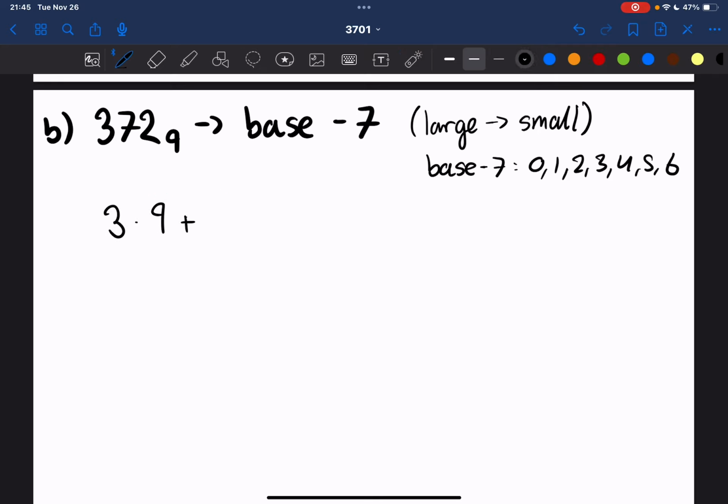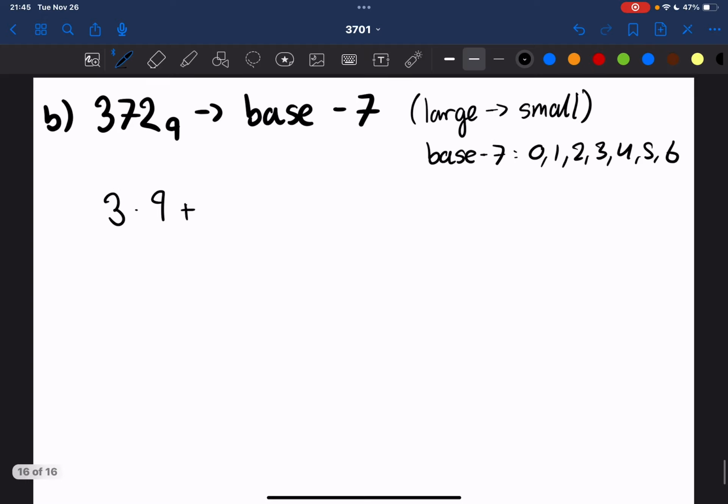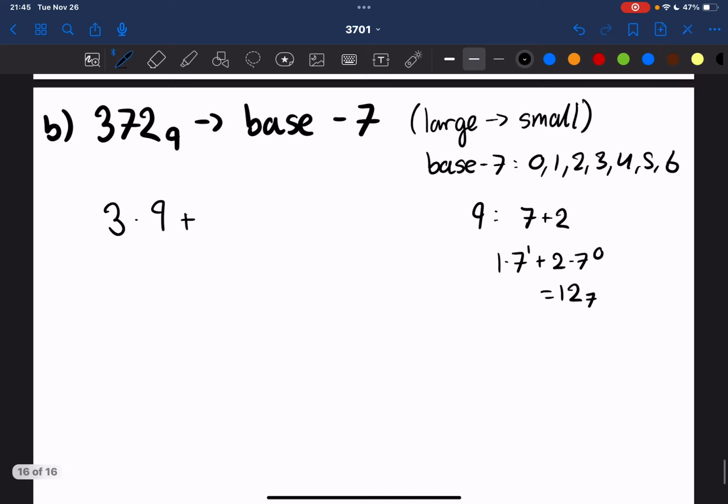So I guess technically you could write it out like this, but let's just convert it first. So what is 9 in base 7? It's just 9 is equal to 7 plus 2, right? So that would be 1 times 7 to the 1 plus 2 times 7 to the 0. And that just means that it's 12 base 7. So 9 is just equal to 12 base 7. So let's convert this 9 into a 12. I guess I'll just circle it there.